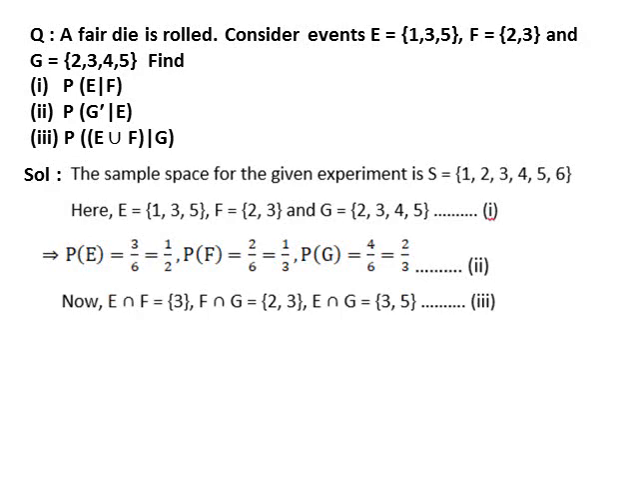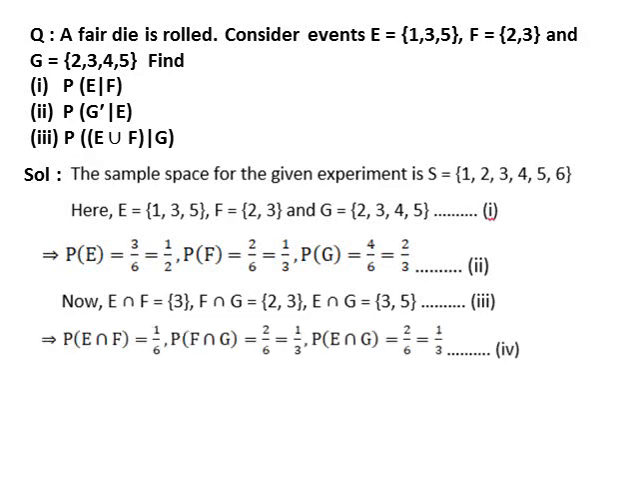Now, E intersection F contains only one common favorable outcome, that is 3. Similarly, F intersection G contains 2 and 3 and E intersection G contains two favorable outcomes 3 and 5. This implies probability of E intersection F equals 1 by 6, probability of F intersection G equals 2 by 6, that is equals 1 by 3 and probability of E intersection G is also equals 2 by 6 equals 1 by 3.